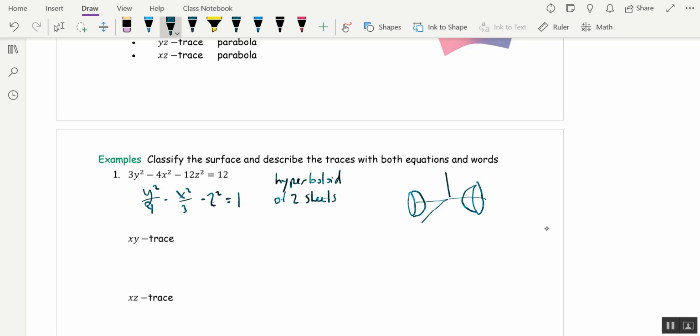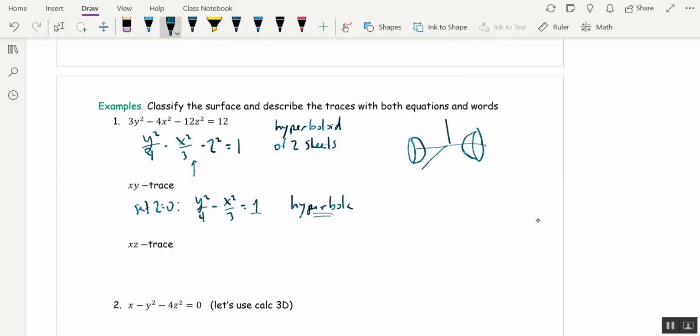Okay, xy trace, set z equal to 0, and I'm going to set z equal to 0 in the standard equation here. So y squared over 4 minus x squared over 3 equals 1. That's a hyperbola. So I want you to both be able to find the equation for the trace and to recognize it. That's very important.